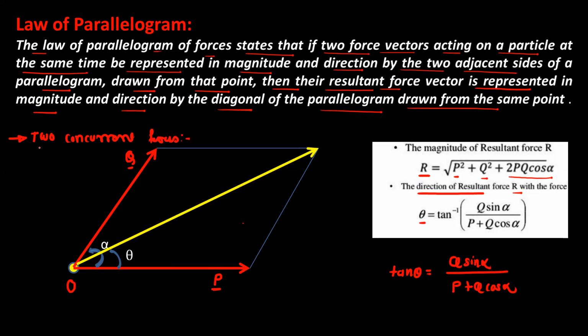So for a concurrent system, if there are only two forces acting on the point O, we can determine the resultant by using the law of parallelogram. So let us see the derivation for this equation of R and theta.